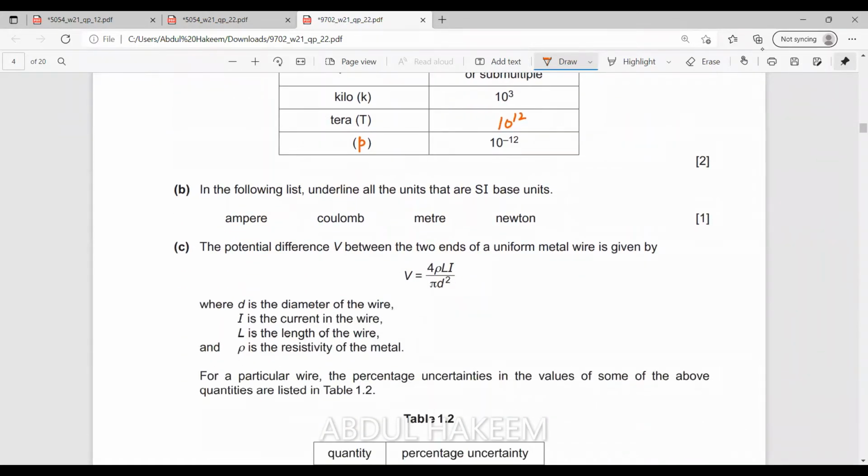Next question is, on the following list, underline all the units that are SI base units, only the base unit, not the SI unit. So ampere and meter, that's it, only two.